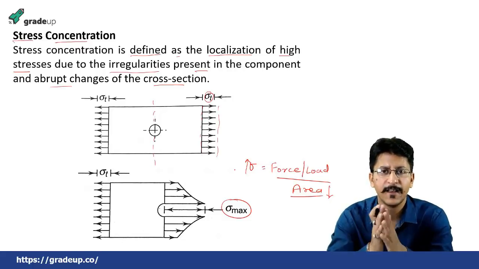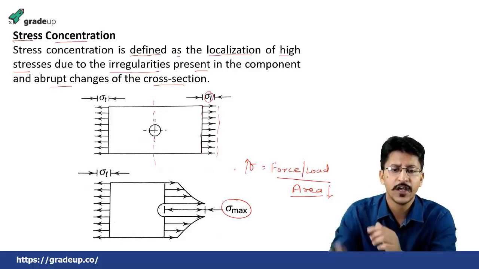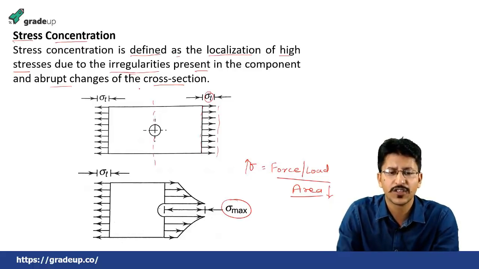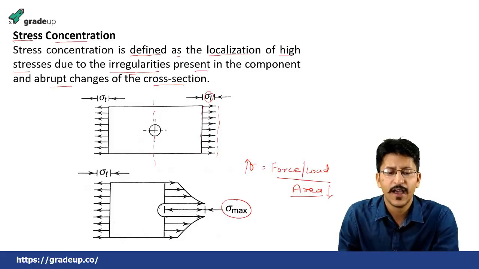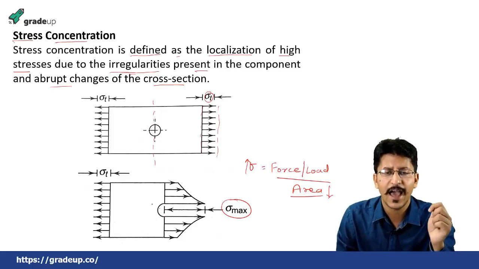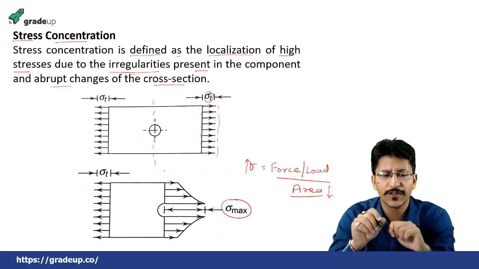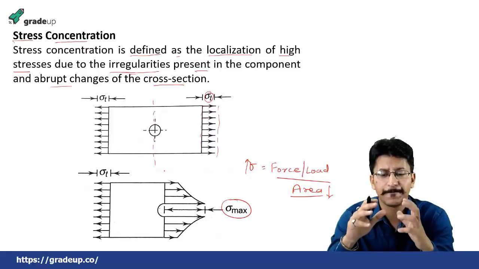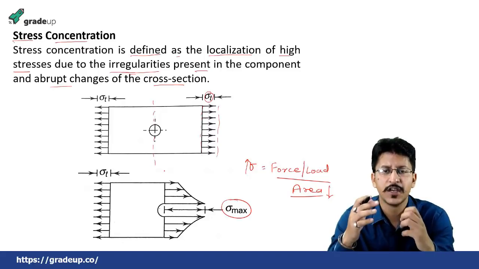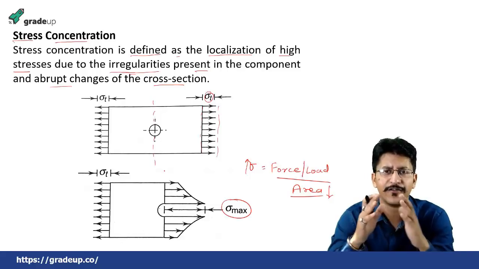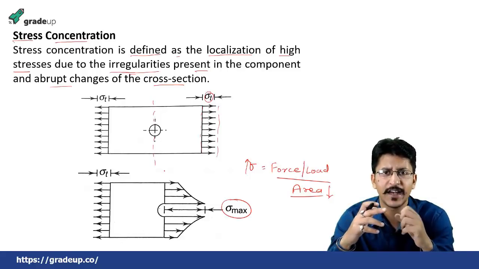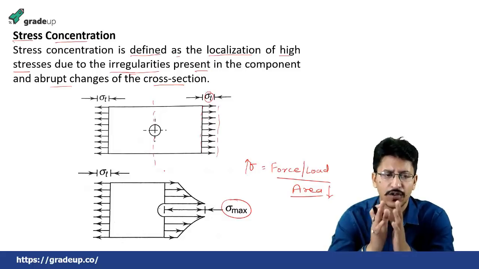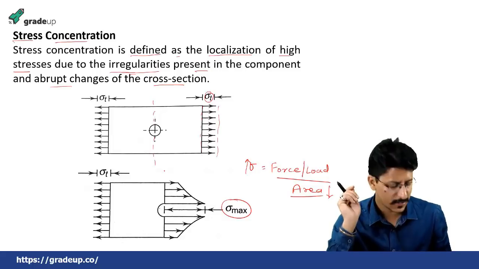That is basically stress concentration, the localization of high stresses due to the irregularities present, because this hole is a kind of irregularity, or you can also take it as an abrupt change in the cross section. I hope you get the concept of stress concentration. As the area decreases or increases, the stress changes, but stress concentration is generally considered when the stress increases, that means the area decreases and the stress increases.